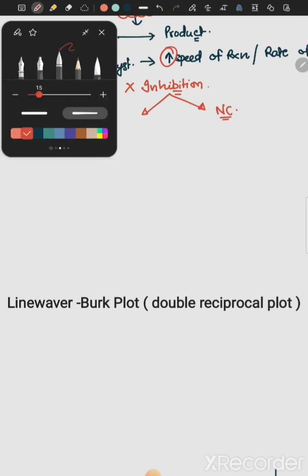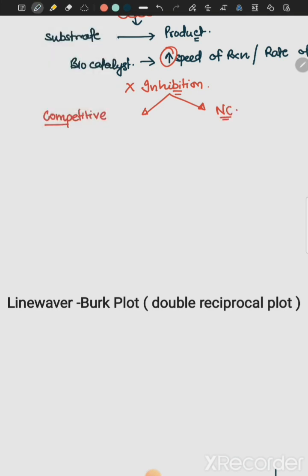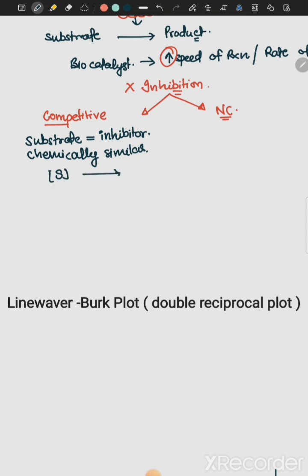In case of competitive inhibitors, the substrate is chemically similar to the inhibitor. Now they are chemically similar. So the substrate is forming a product.